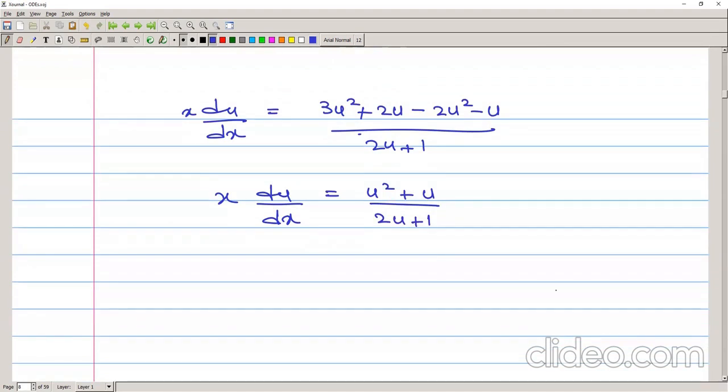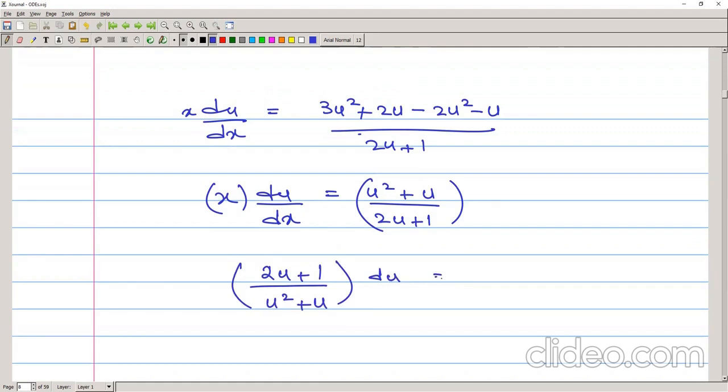Now these variables are separable here, we can see. So we can simply write 2u plus 1 over u squared plus u times du is equal to dx over x. Now we can simply integrate.